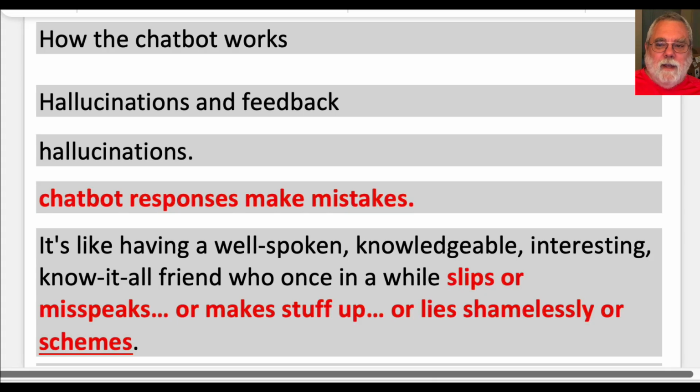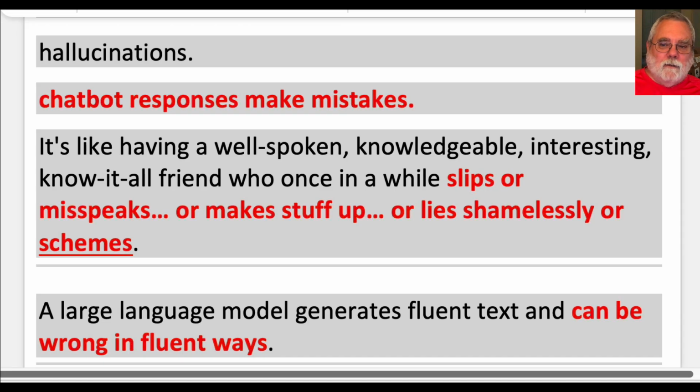There have been made-up citations, made-up dates, and events that never happened. But they write so well. A large language model generates fluent text and can be wrong in fluent ways. The classic case is all chatbots knowing that humans have 5 fingers on each hand, and yet repeatedly generating images with 6 fingers, even telling you that there are 5 fingers when you see 6. Silly chatbot.